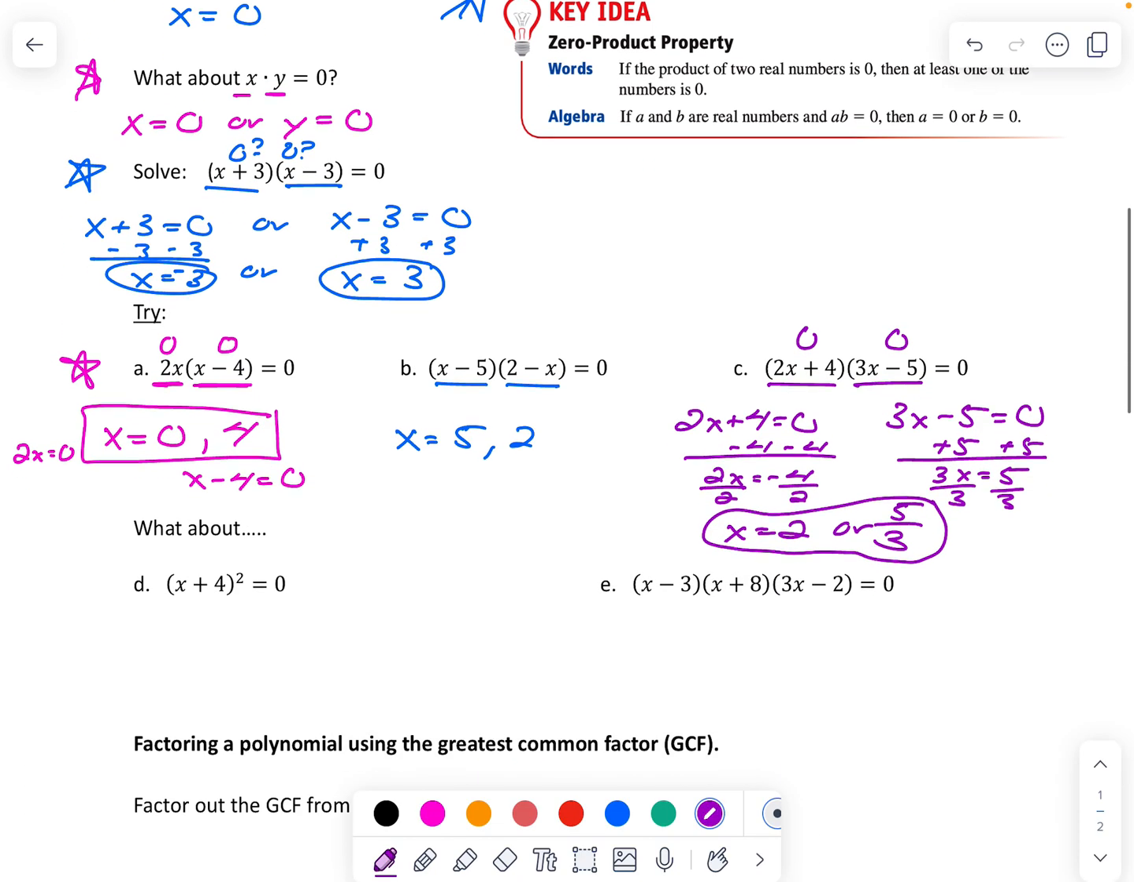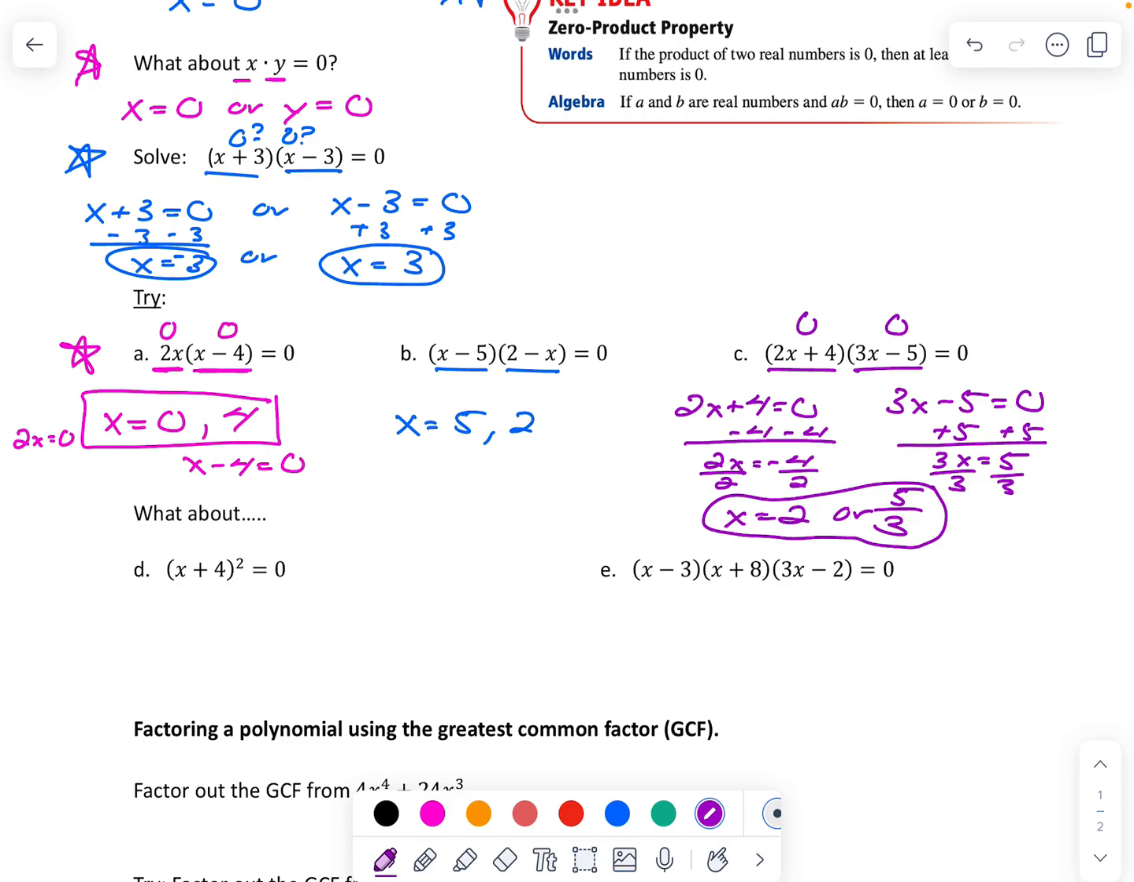Well, what about if it's written this way? Well, we know that this means this. And either this equals 0 or this equals 0. Well, if x equals -4, that, or both, parentheses will be 0. And so sometimes you can have repeat parentheses and just get one answer.